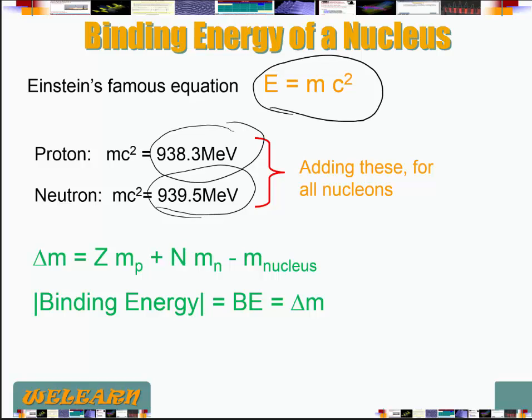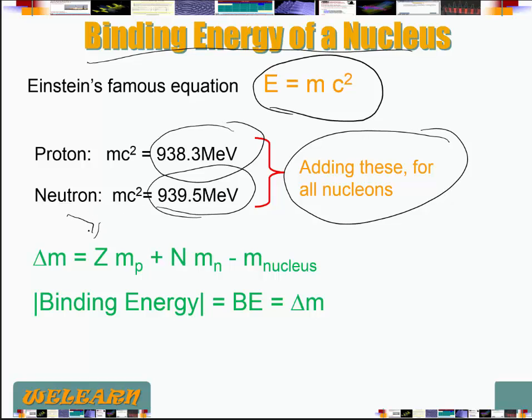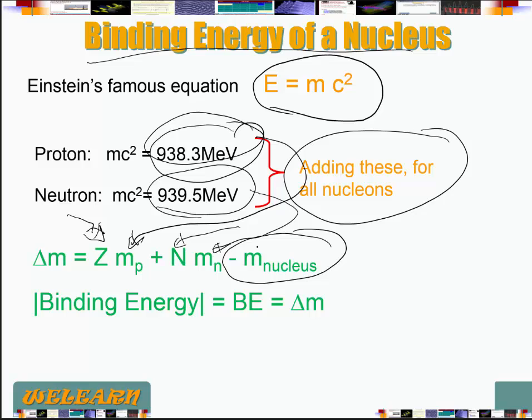So what we need to do to figure out the binding energy of a nucleus is add up these for all the nucleons present. That's Z, the number of protons, times the mass equivalent for a proton, and then N, the number of neutrons, times the mass equivalent for neutrons. And then we subtract from that the overall mass of the nucleus. The difference would be the binding energy. Delta M is the binding energy.